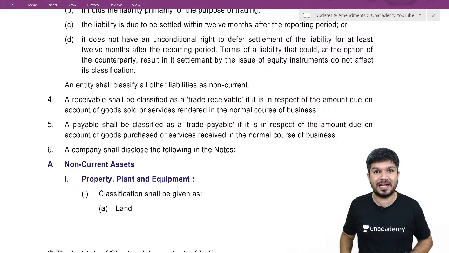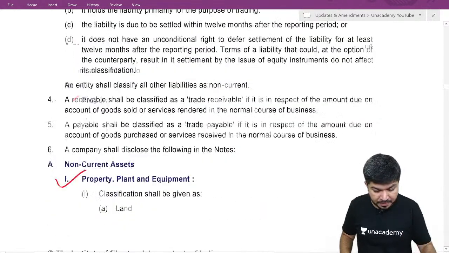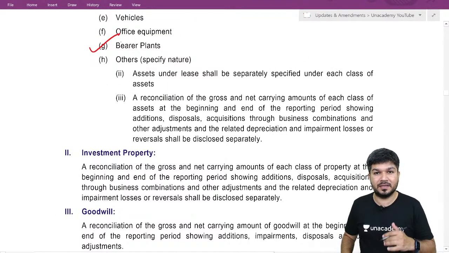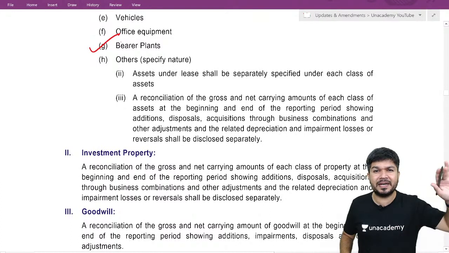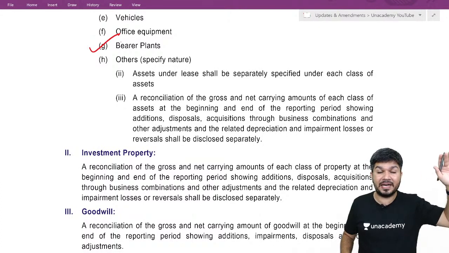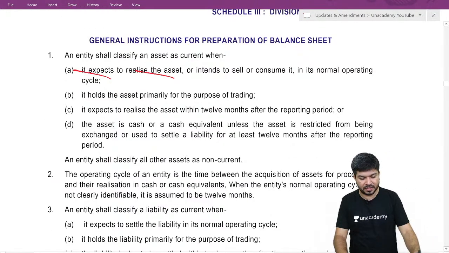Under your non-current asset, we have PPE. Within PPE, one thing, the bearer plant. The bearer plants are a part of PPE. Other than bearer plant, we have a separate heading on the face of the balance sheet. Achha, just one more thing.